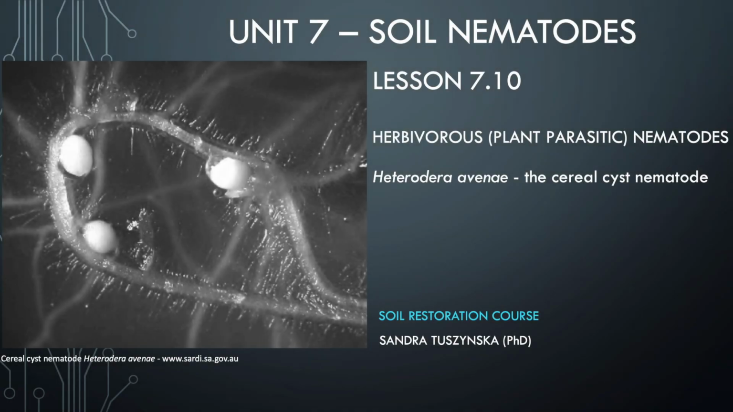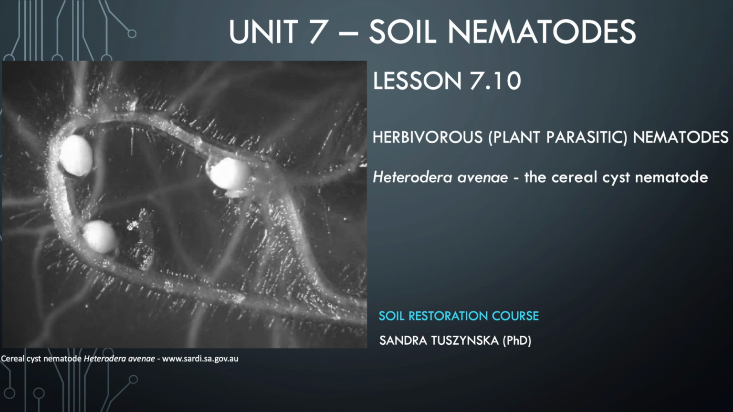Hi there, welcome to lesson 7.10. This lesson will cover herbivorous or plant parasitic nematodes, and will specifically look at Heterodera avenae, which is the cereal cyst nematode. And the image on the left represents Heterodera avenae females protruding from an infected root.